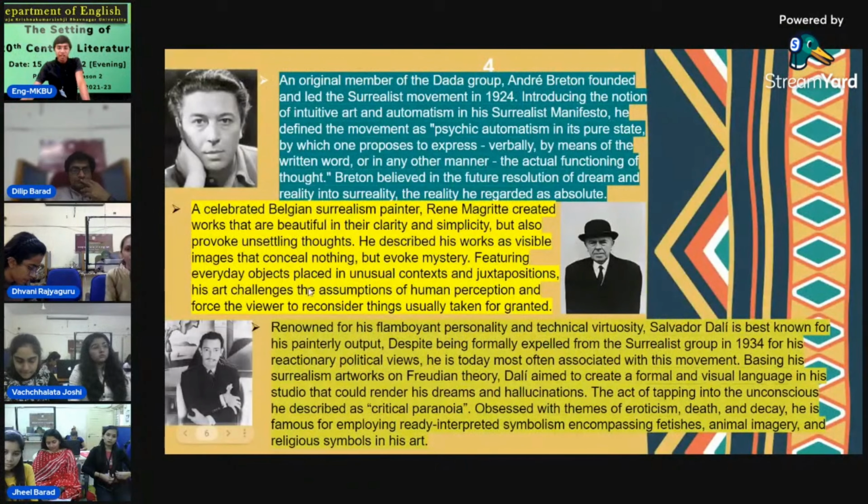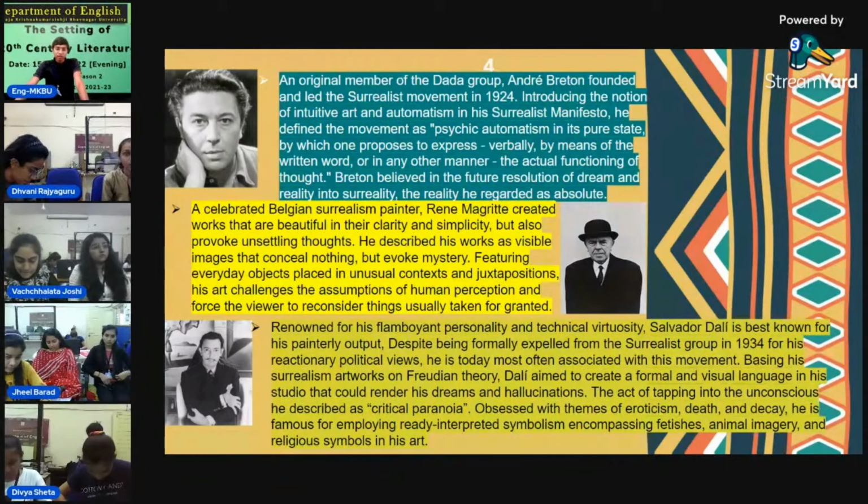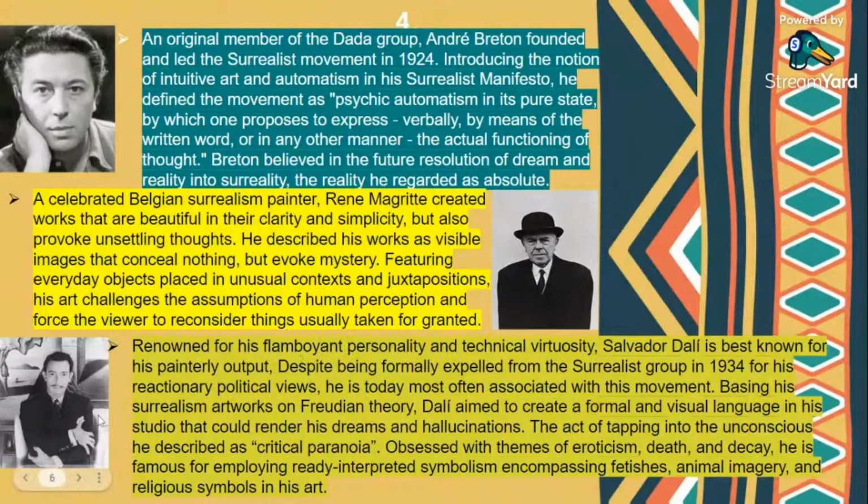Now the third one is Salvador Dali. He is very famous and renowned for his flamboyant personality. He wanted to do whatever society told him not to do. If you just go through his pictures, his photos rather, as well as the paintings made by him, they will tell you much about his personality.